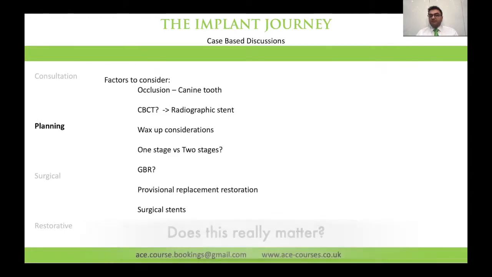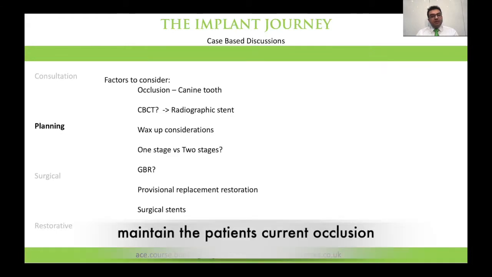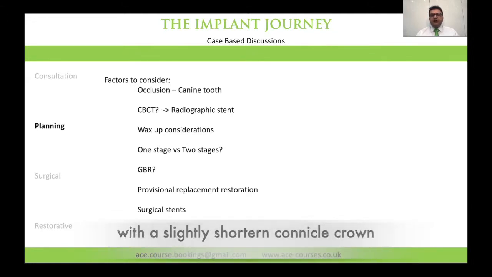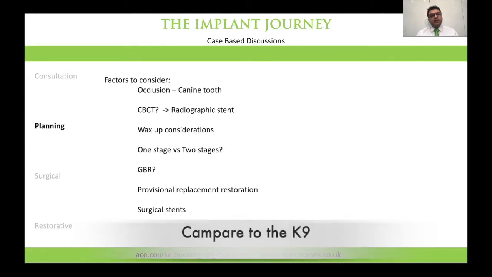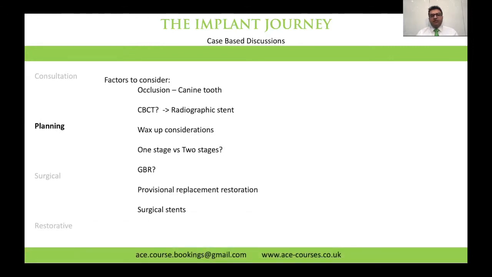Does this really matter? Or do I maintain the patient's current occlusion, which is very likely to be group function, but in that case you may end up with a slightly shortened clinical crown height compared to the canine the patient may have on the contralateral side.